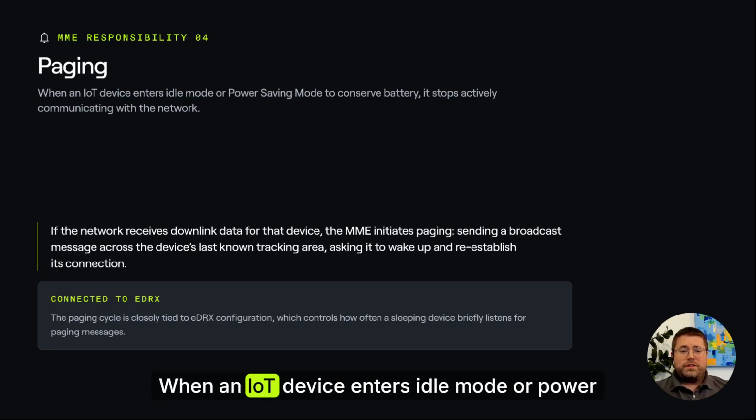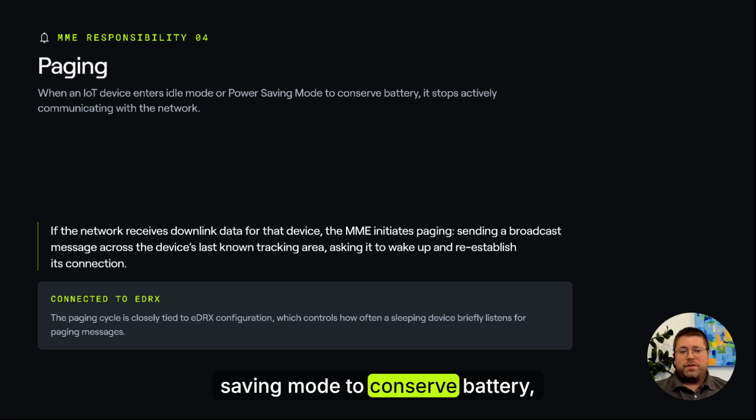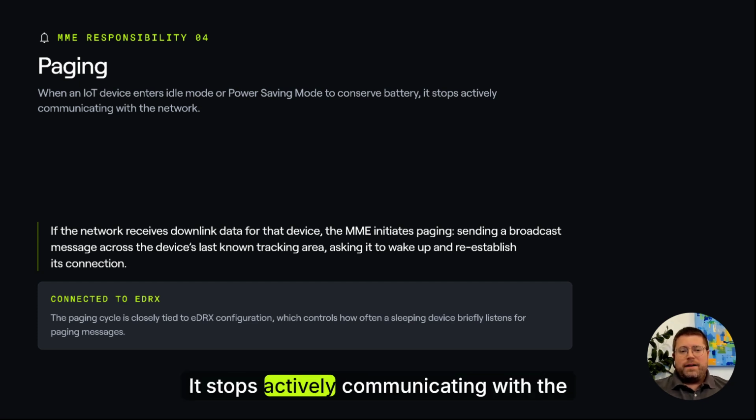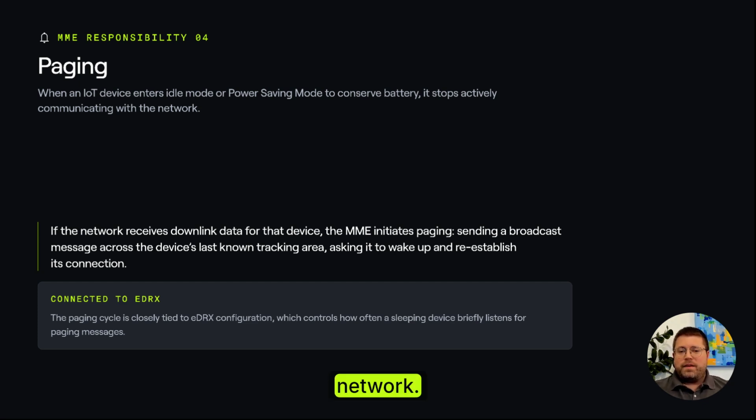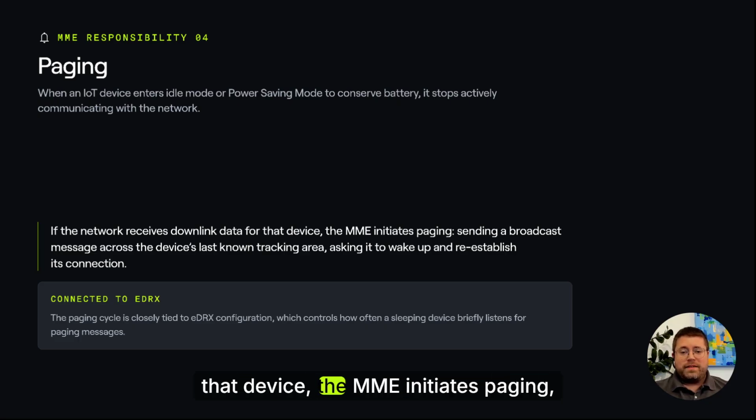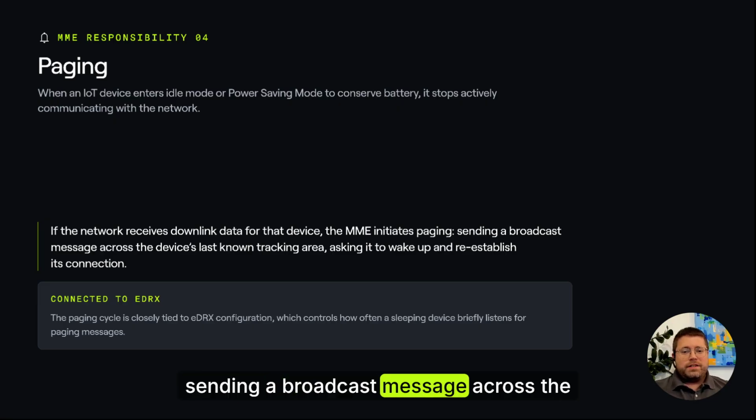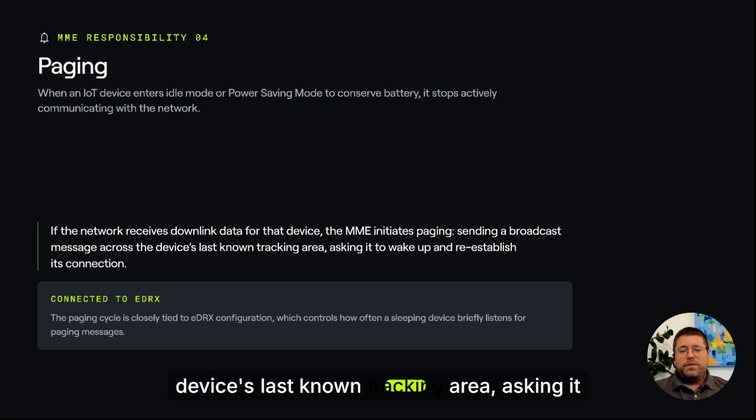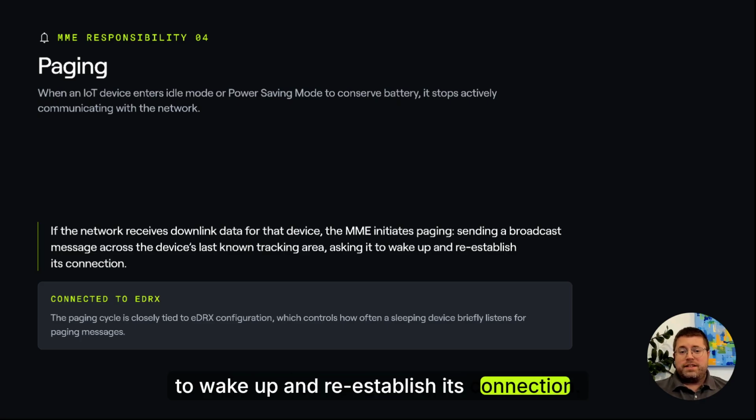When an IoT device enters idle mode or power saving mode to conserve battery, it stops actively communicating with the network. If the network receives downlink data for that device, the MME initiates paging, sending a broadcast message across the device's last known tracking area, asking it to wake up and re-establish its connection.